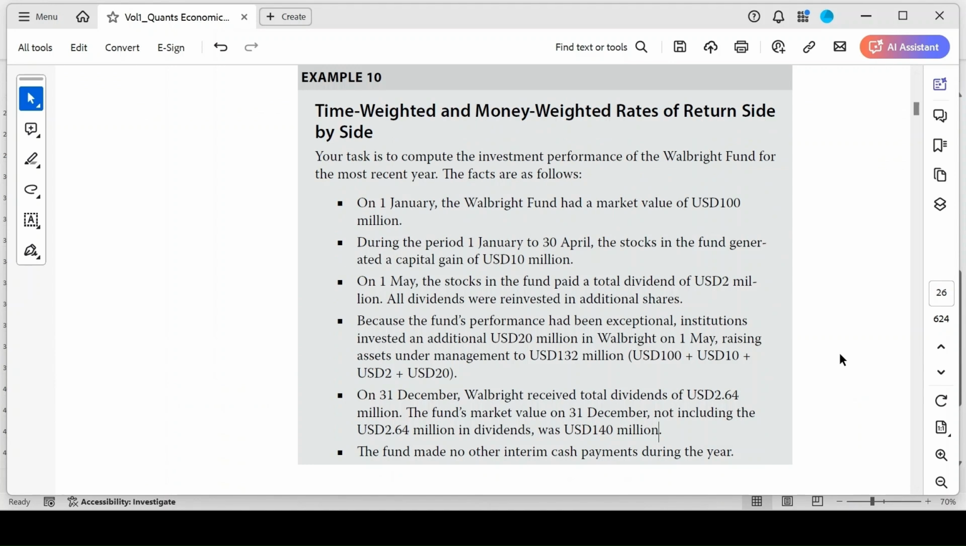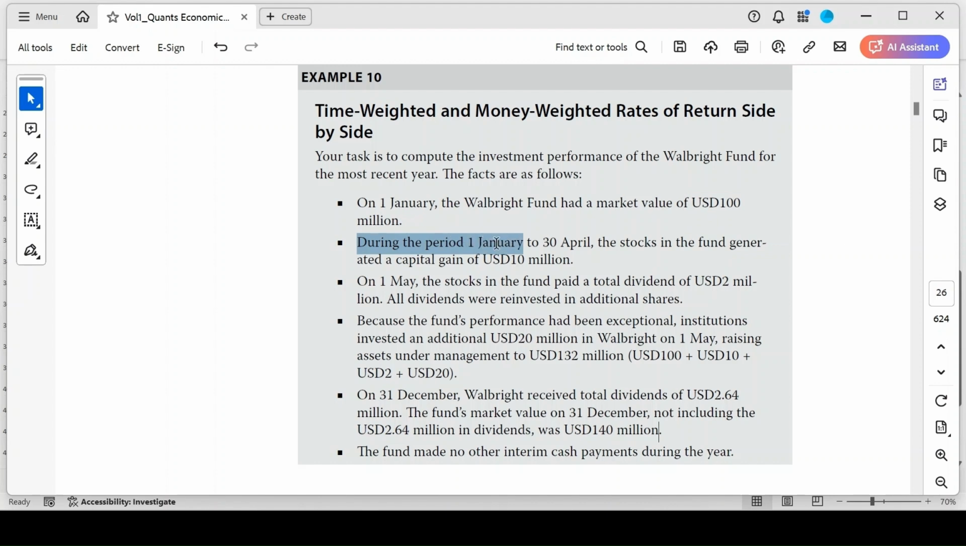Let us consider the example given in the CFA curriculum. Let us note down the facts given, then we can do the calculation. On 1st January, the Wallbright fund had a market value of USD 100 million. So the initial value is given.